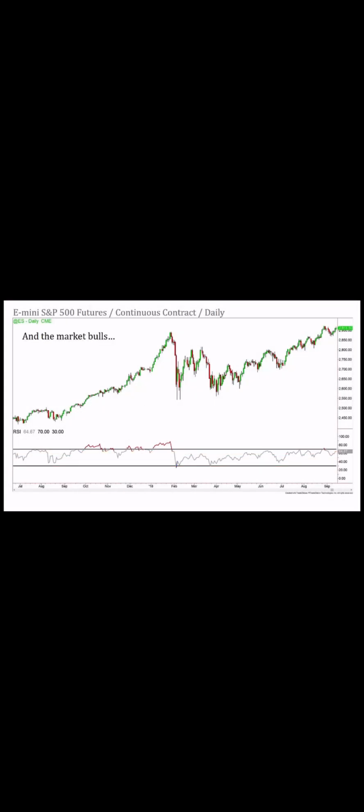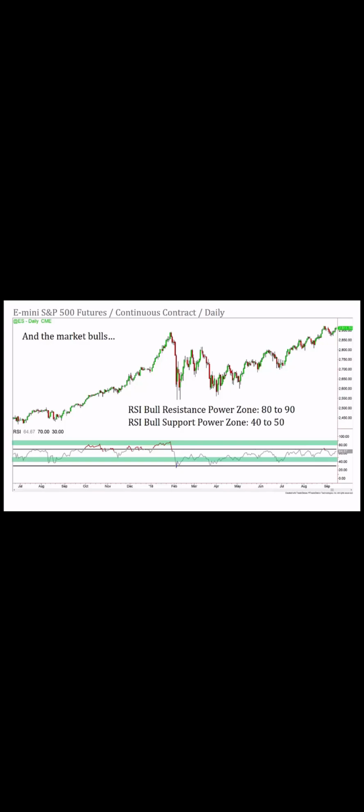The market bulls live in the upper part of the RSI field, if you will. The bull resistance power zone is from 80 to 90, so this is way above the standard 70 level. And the bull support power zone is from 40 to 50, so this is a higher cushion than the traditional 30 level provides.